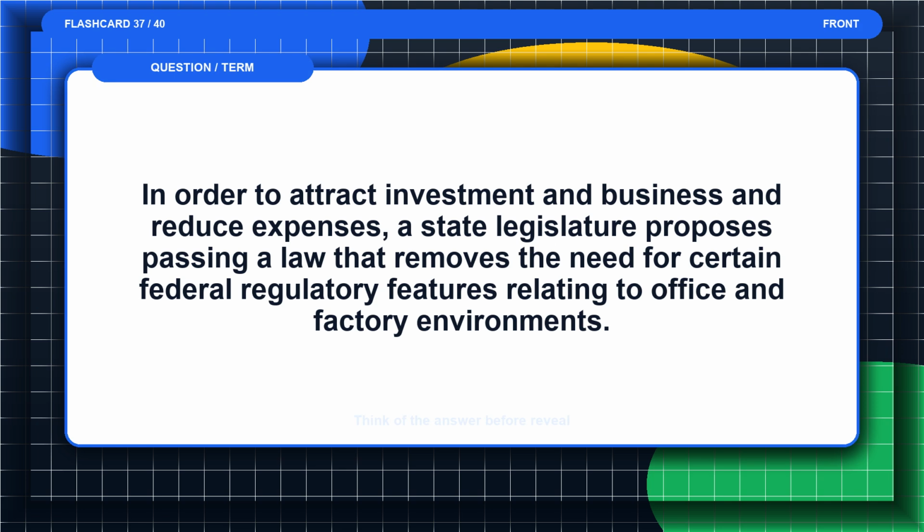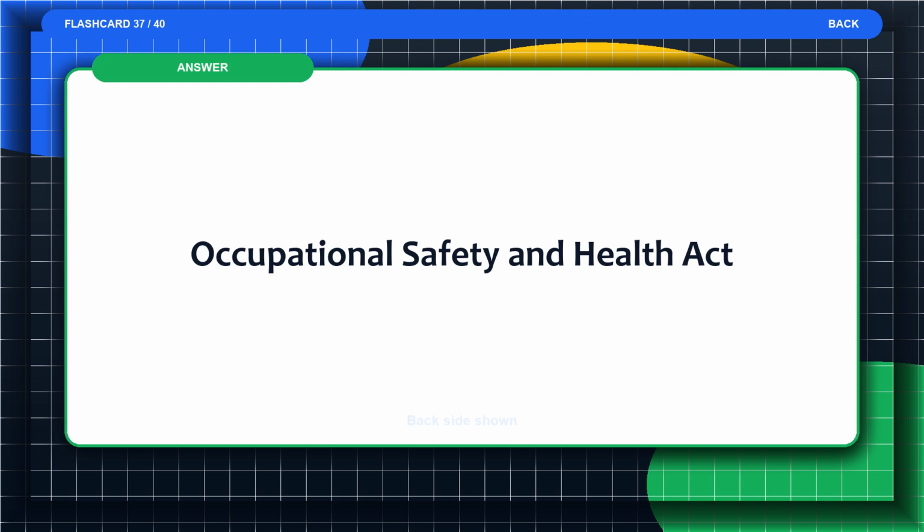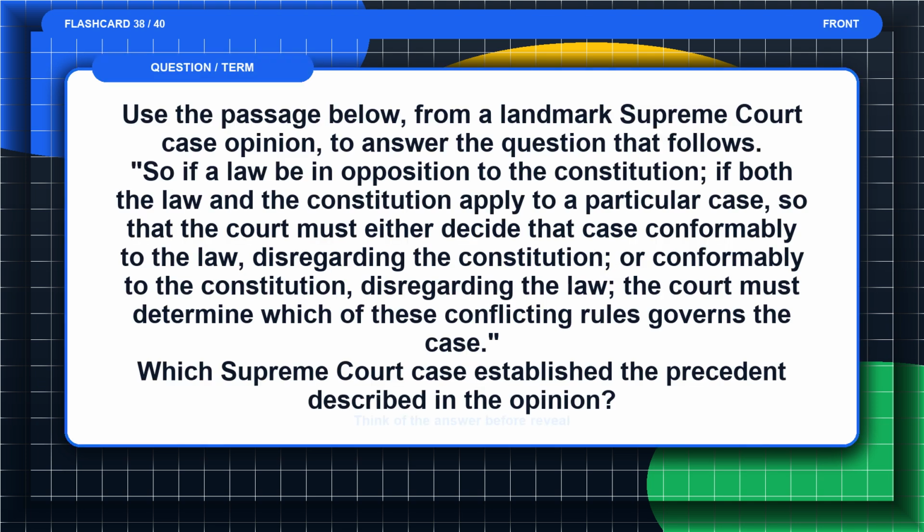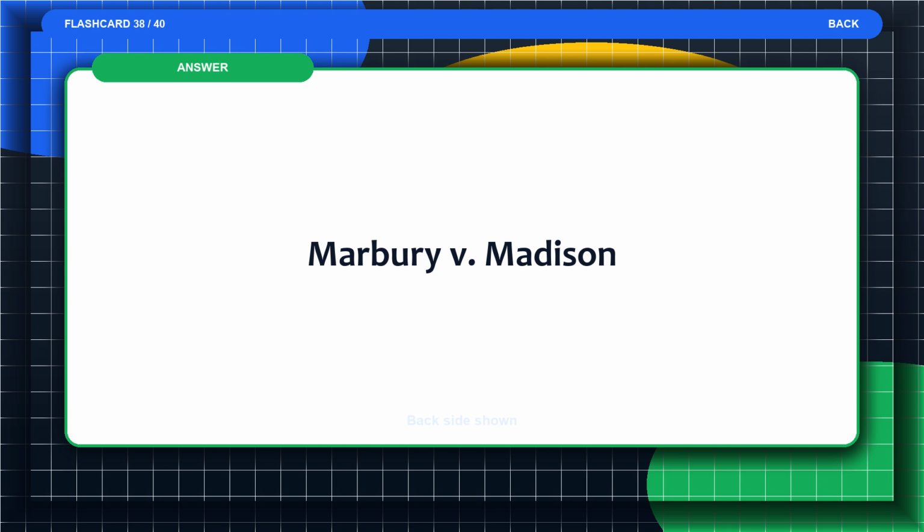Flashcard 37. In order to attract investment and business and reduce expenses, a state legislature proposes passing a law that removes the need for certain federal regulatory features relating to office and factory environments. Think of the answer before the reveal. The answer is Occupational Safety and Health Act. Flashcard 38. Use the passage below from a landmark Supreme Court case opinion to answer the question that follows. So if a law be in opposition to the Constitution, if both the law and the Constitution apply to a particular case, so that the court must either decide that case conformably to the law, disregarding the Constitution, or conformably to the Constitution, disregarding the law, the court must determine which of these conflicting rules governs the case. Which Supreme Court case established the precedent described in the opinion? Think of the answer before the reveal. The answer is Marbury v. Madison.